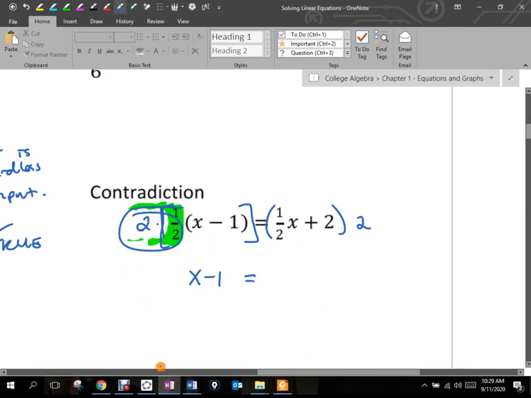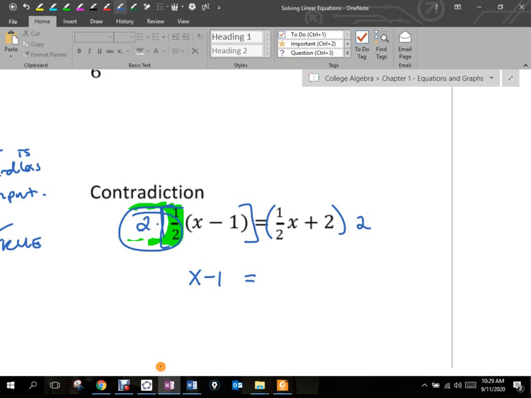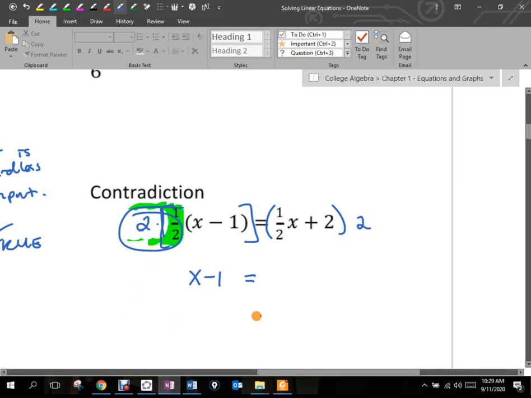Now, on the right-hand side, it's a little bit different. On the right-hand side, I don't have 3 things being multiplied together, right? I have 2 things being multiplied together. One of them is a quantity. The other one is an individual value, too. What do you have to do there? Distribute. So when I distribute, I'm going to get x plus 4, right?